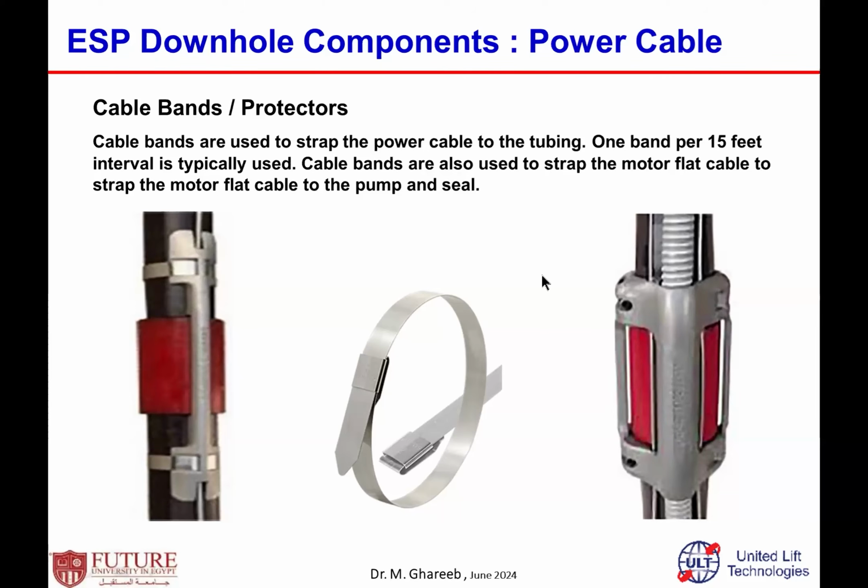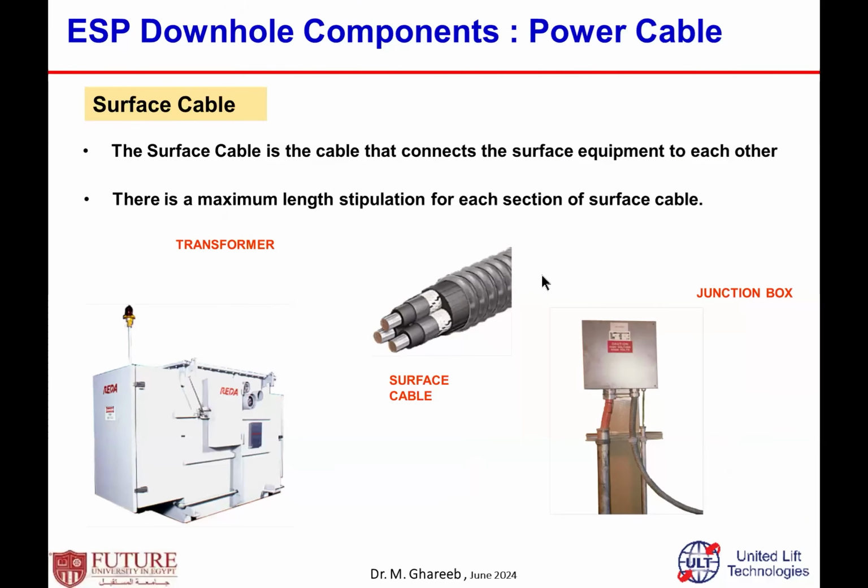Back again to the surface equipment. As we said, the surface cable usually needs to connect what? To connect the switchboard to the transformer to the junction box. All that we are using on the surface is what we call a surface cable and so on.